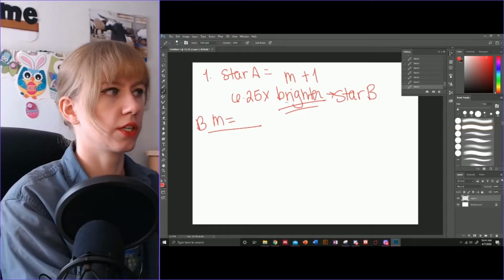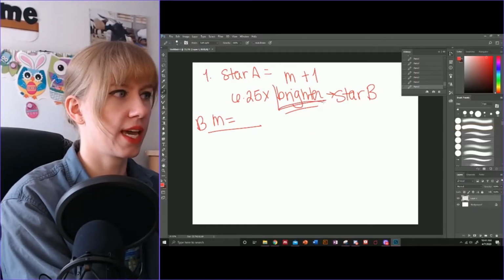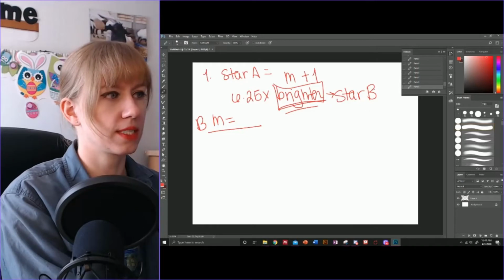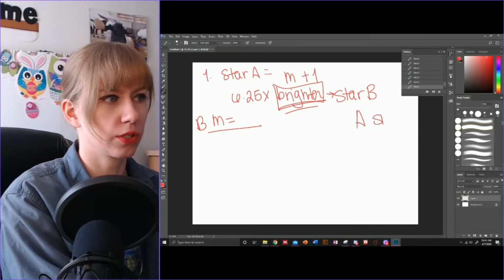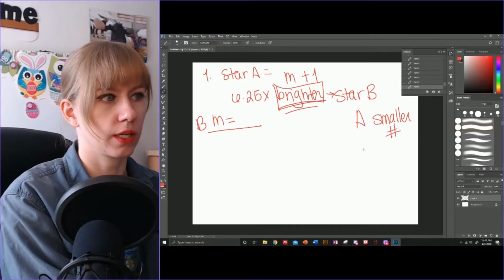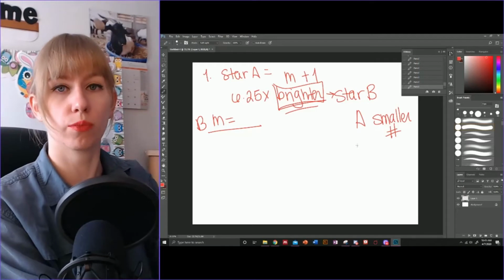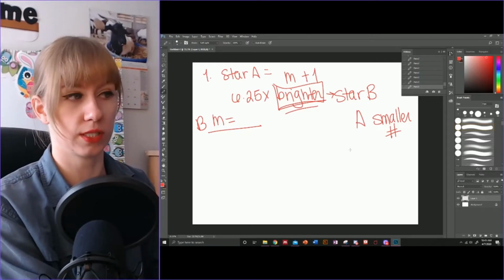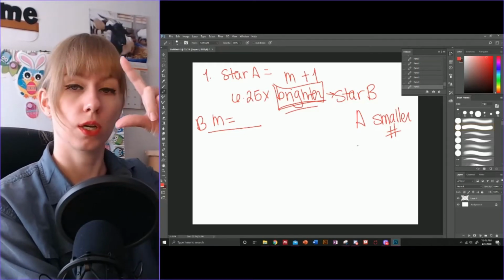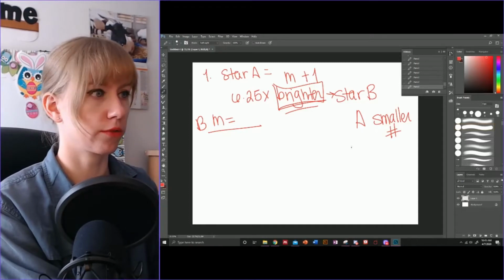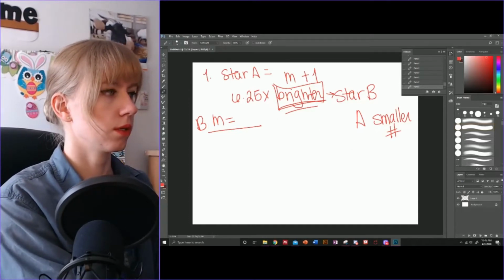So the first thing here that we need to look at is the fact that it says A is brighter than B. That means A needs to have a smaller number than B. Okay? When you are the brighter star, you have the smaller number. The smaller the number, the brighter the star is. Okay? Same thing with luminosity when you have absolute magnitude. The smaller, the more energy it's giving off. Okay? So let's start with that.